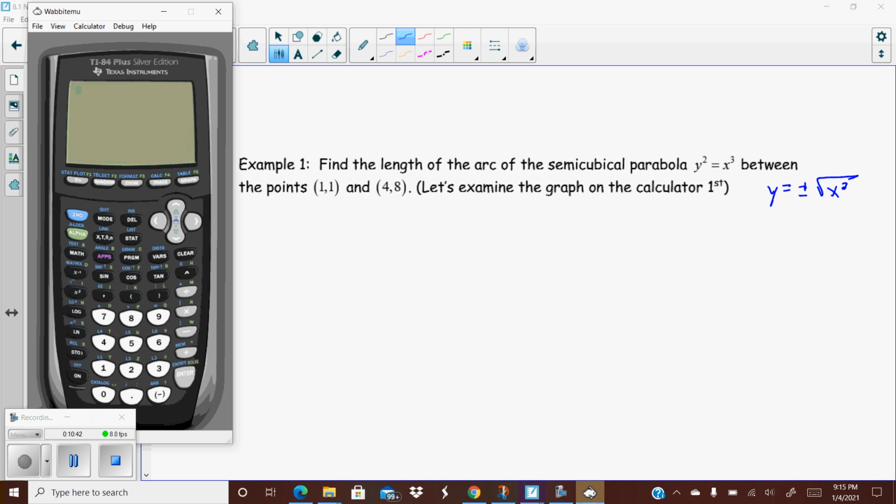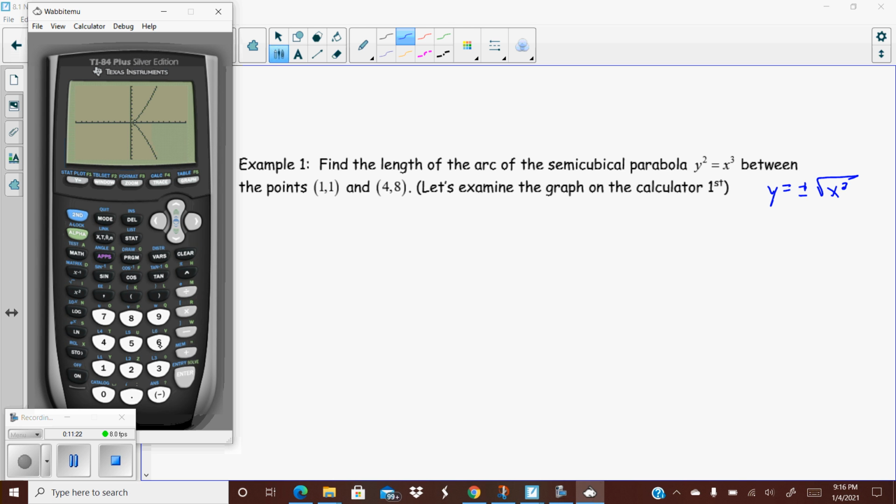So let me bring the calculator back up here. If we graph this, there's no way to put plus or minus, at least not that I'm aware of, in the TI-83 or 84 calculator. So we're just going to have to do it separately. So we'll do the square root of x cubed, and then we're going to do the negative square root of x cubed. And let's go ahead and take a look at what this looks like. I'll do a zoom 6, standard graph.